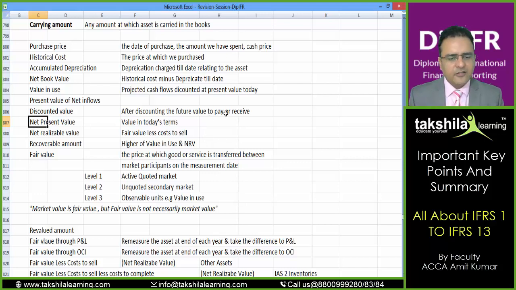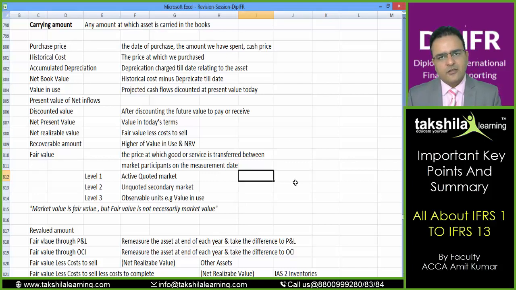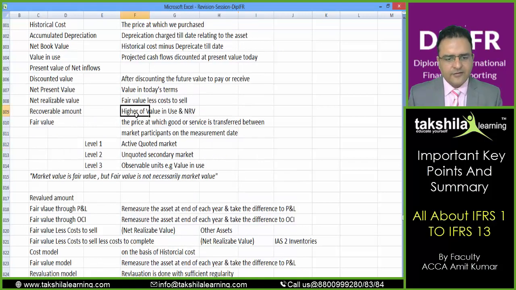Net realizable value is different in case of assets and different in case of inventories. In case of inventories, it is fair value less cost to sell, less cost to complete. In case of other assets, it is fair value less cost to sell. What you get if you are selling this and what is the cost of brokerage or any cost you are incurring to be able to sell this asset. Recoverable amount, as we discussed in the standard on impairment, is always the higher of value in use or fair value less cost to sell. That is NRV. Fair value, as I discussed, is dependent on 3 levels: level 1, level 2, level 3.